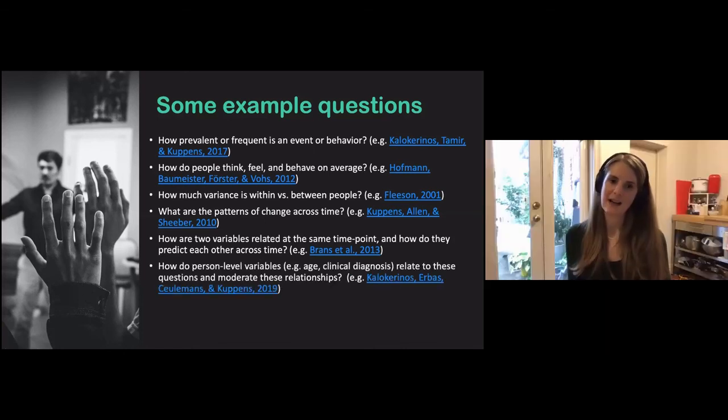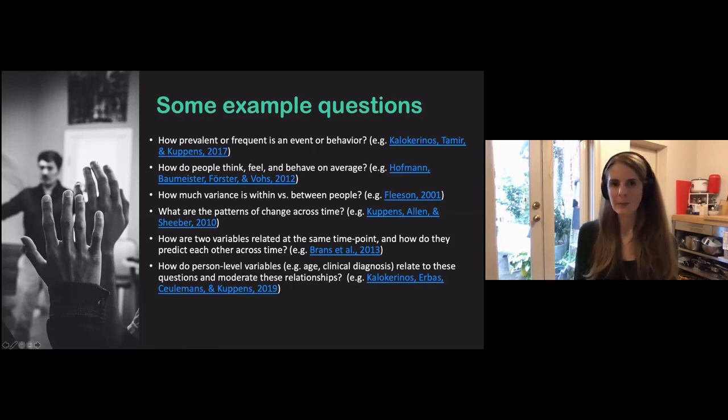The next thing you can look at is actually bringing in these person level variables from your questionnaires. So for example, someone's age or their clinical diagnosis, and relating them to the behavior in daily life, or looking at how these person level variables moderate daily life relationships. So this is a paper of mine, and we looked at how emotion differentiation, that variable I talked about a bit earlier, which is how specifically people label their emotions, moderated how well people could regulate their emotions in everyday life. So you can bring together these two different types of questions.